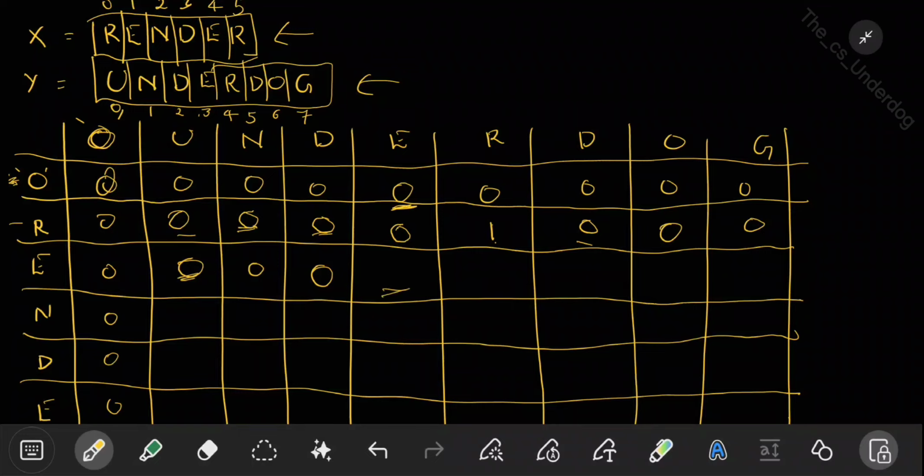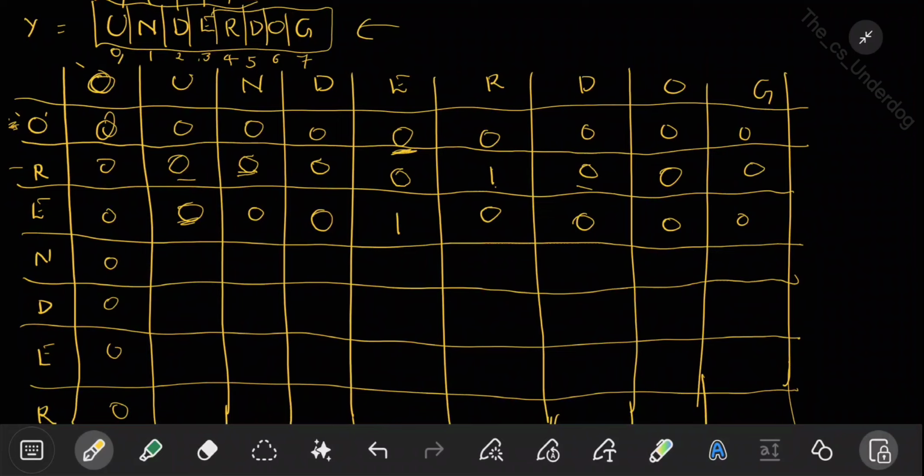Here comes E and E, they are matching. What should you do now? You should see whatever is in the i minus 1, j minus 1 element. If this is d[i][j], then what is there in d[i-1][j-1]? The answer is 0. So that plus 1 will give you 1. What about E and R? They are not equal, so it should be 0. Same reason, all these will be 0. Next row, you have N and U to begin with. N and U are different, so this should be 0. N and N are matching. What should you do? You should see the element diagonally above it. To that, you should be adding 1. So you will get 1 here.